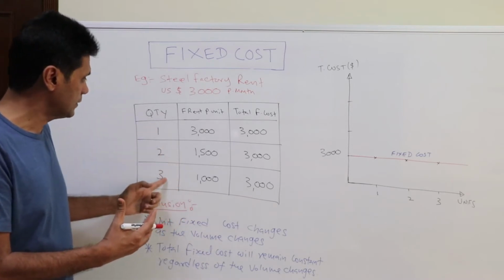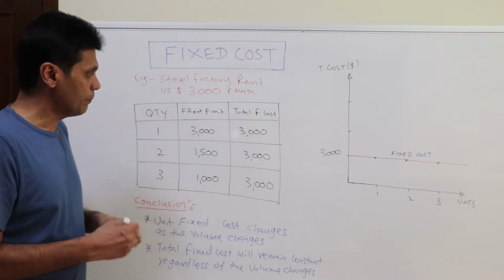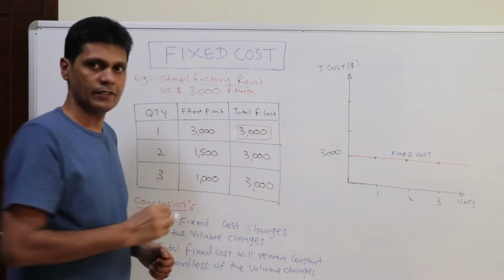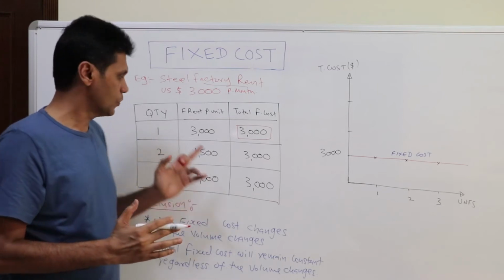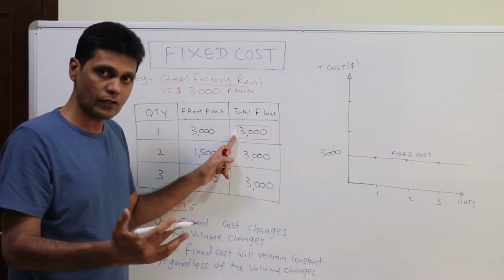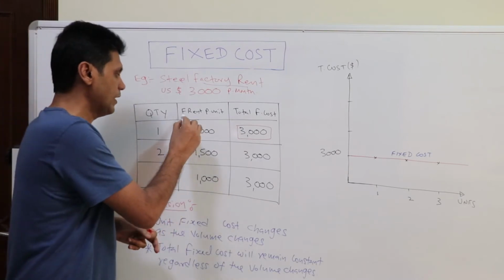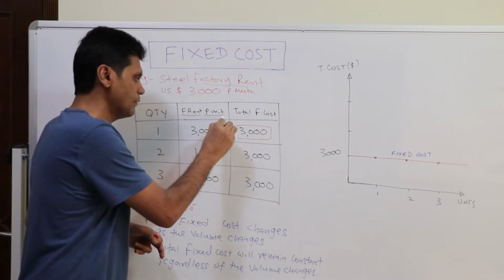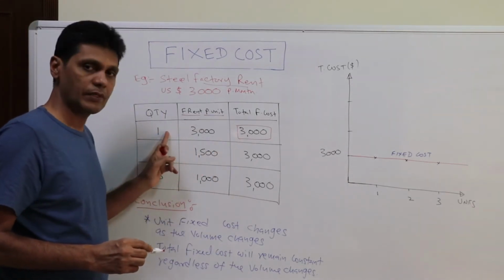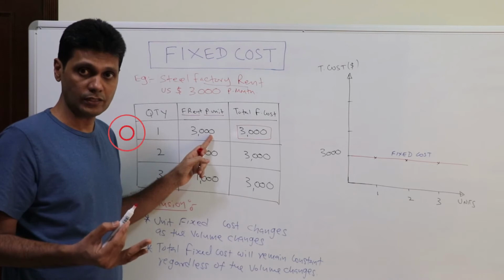Now you are given the quantities. When you produce 1 unit, you are going to pay 3000 US dollars for the factory. The factory rent is fixed. So when you produce 1 unit, you have to pay 3000 US dollars as factory rent. When you take the factory rent per unit, the total fixed cost will be allocated to this particular unit, so the per unit cost will still be 3000 US dollars.